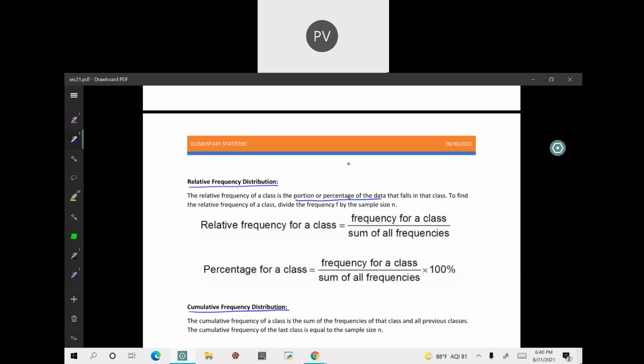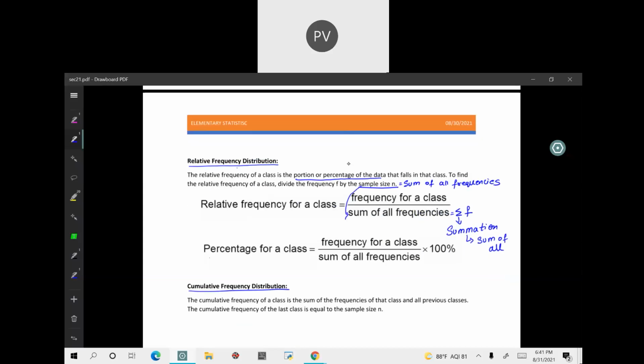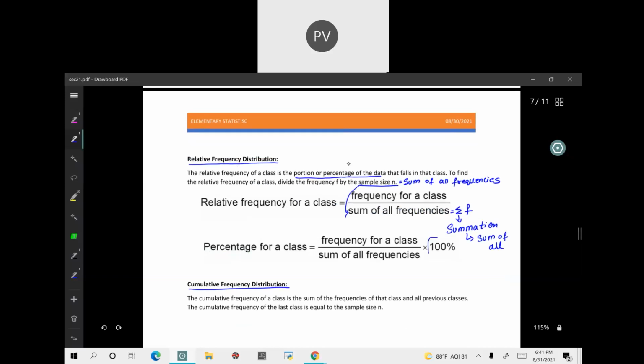What do I mean by sample size? Sample size is nothing but your sum of all frequencies. So this is also denoted by summation of f. This is nothing but your summation symbol, meaning sum of all. Okay, so sample size is nothing but your sum of all frequencies. Okay, now if you express this value in a percentage format, which means you will be multiplying that with 100, then that is called your percentage frequency.